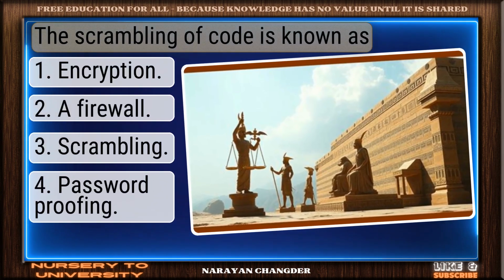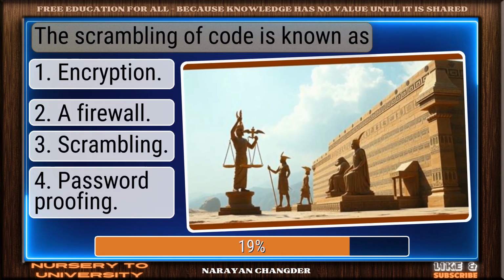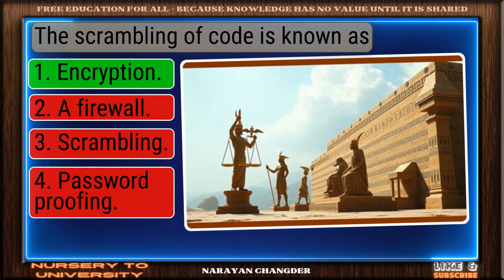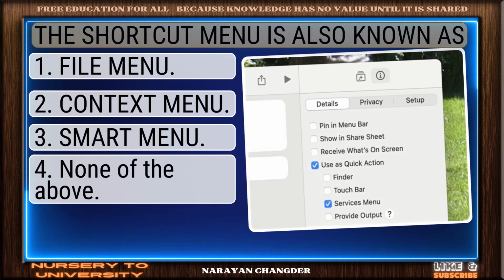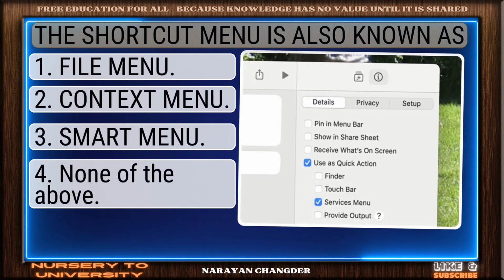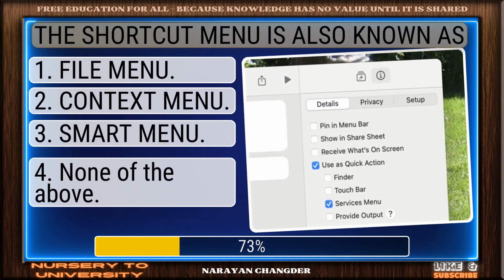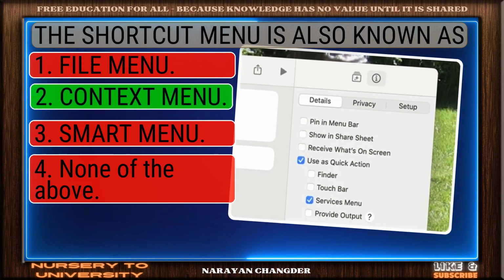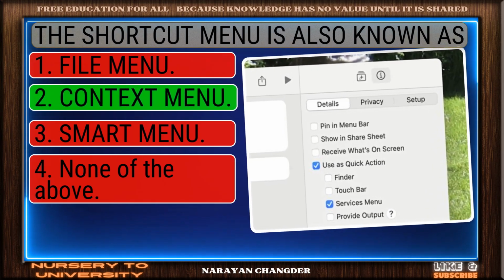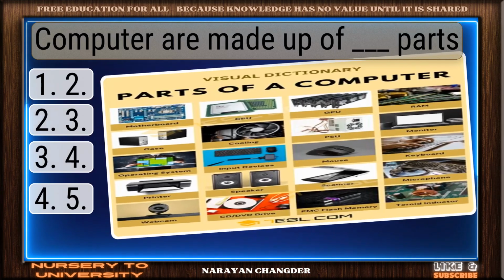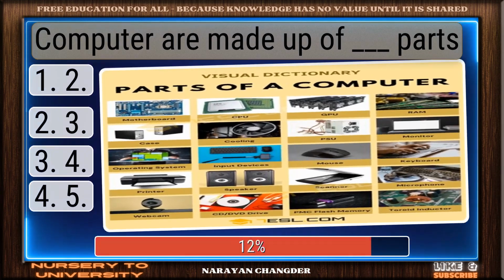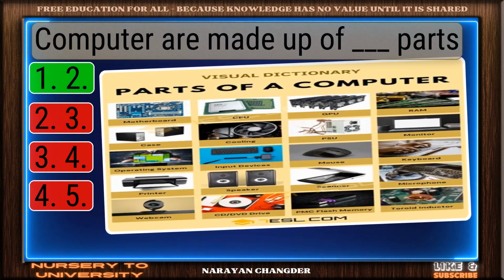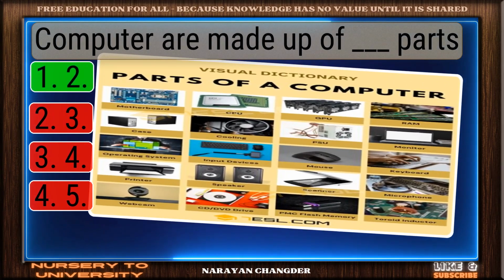The scrambling of code is known as. Excellent. Encryption is a brilliant choice. The shortcut menu is also known as. Correct response. Context menu is the most accurate answer. Computers are made up of a dash parts. Well done. 2 is the right choice.